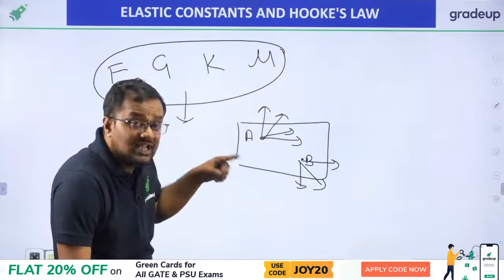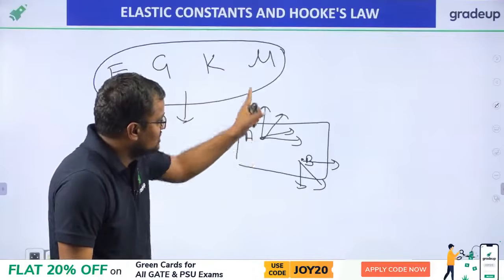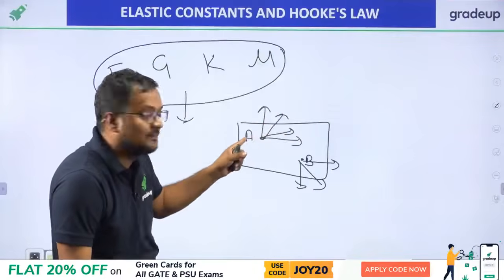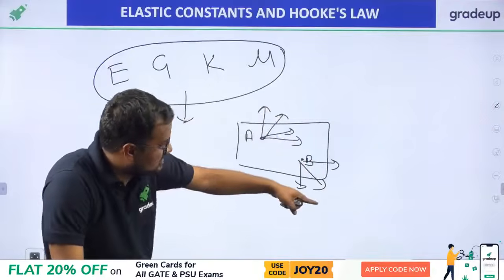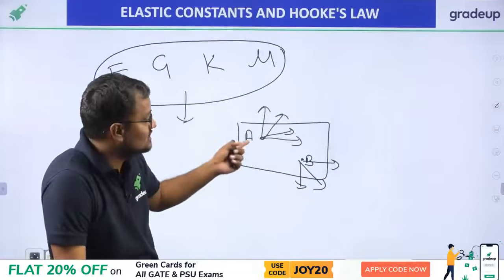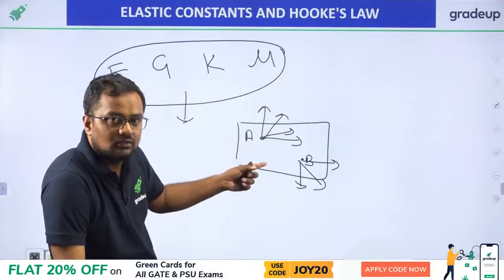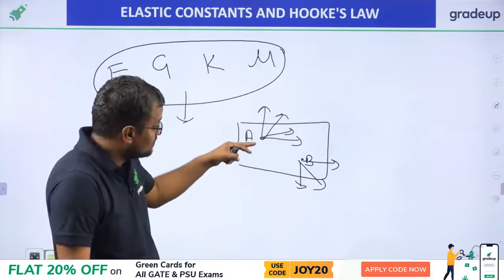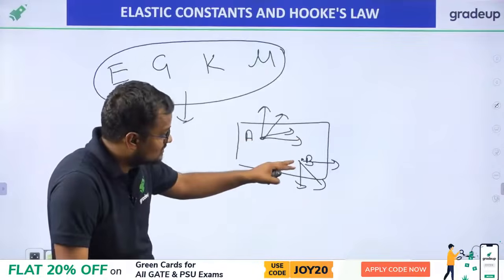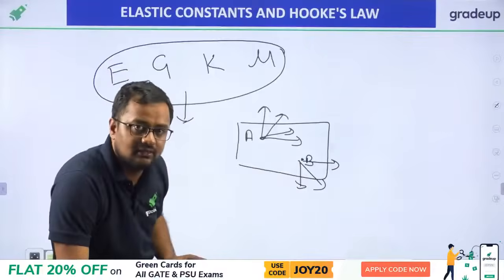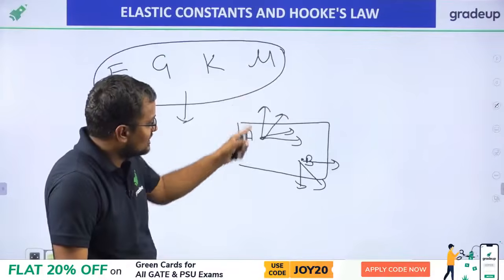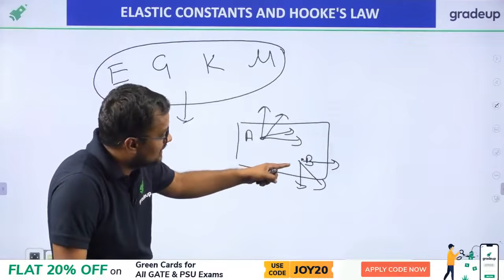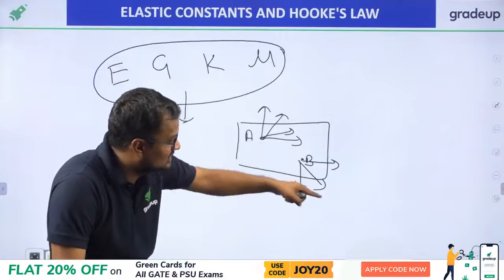But suppose Young's modulus at A in this direction, in this direction, in this direction is the same. And for B, Young's modulus in this direction, in this direction, in this direction is the same. Then it is isotropic. A's property in the X direction and B's property in the X direction might be different. But A's property in the X direction, in the Y direction and in any theta direction, and B's property in the X direction, Y direction, in any theta direction is the same.